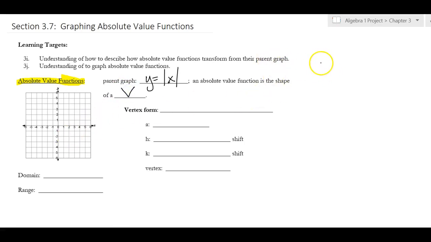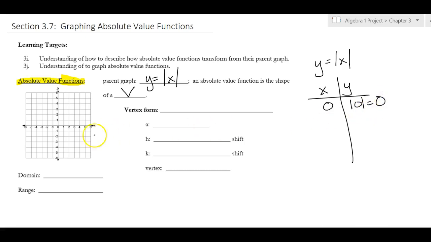Okay, so let's kind of make a table to see what happens. So y equals the absolute value of x. And I'm going to start with x values, and I'm going to plug in 0. So the absolute value of 0 is still just 0. So my first point is (0, 0). And then if I plug in a 1, the absolute value of 1 is also a 1, so that's (1, 1). And then I'll do one more on the right, 2, and the absolute value of 2 is still 2. So it's (2, 2). Okay?